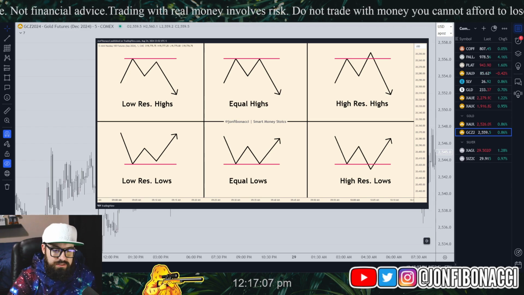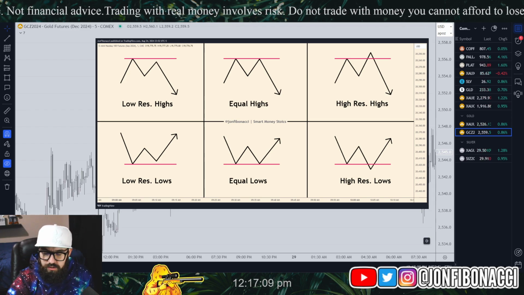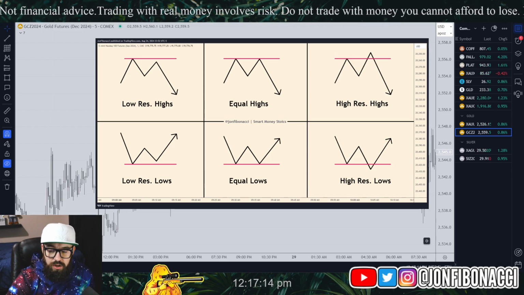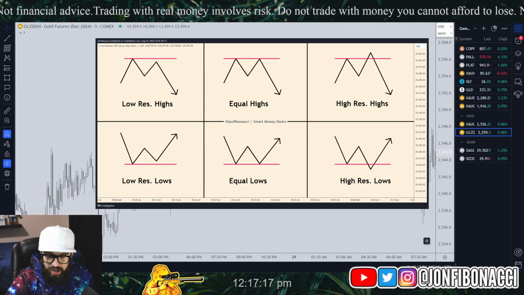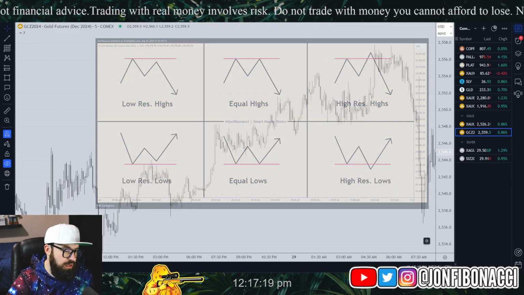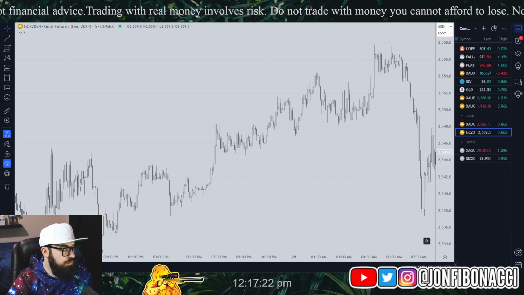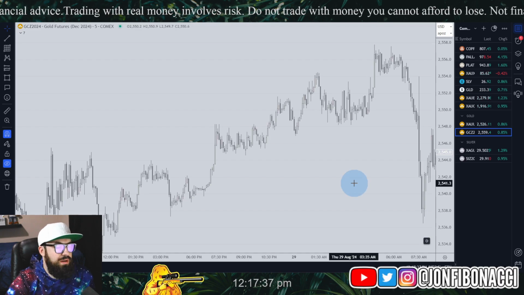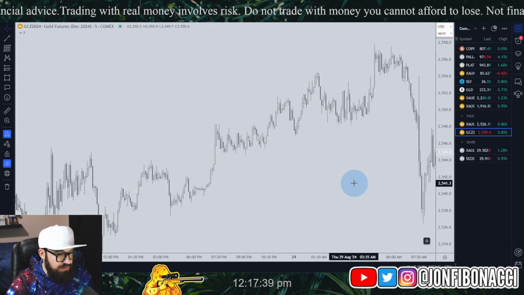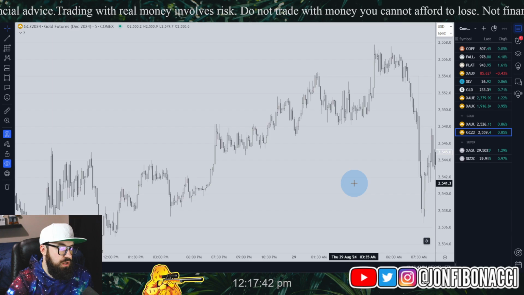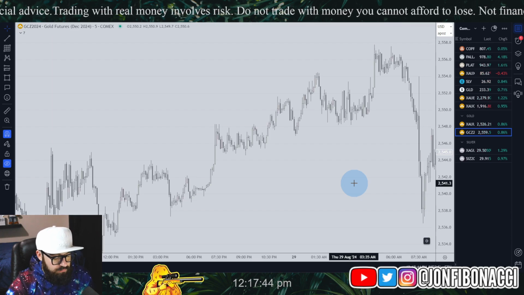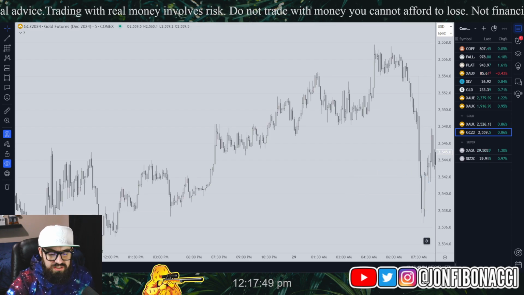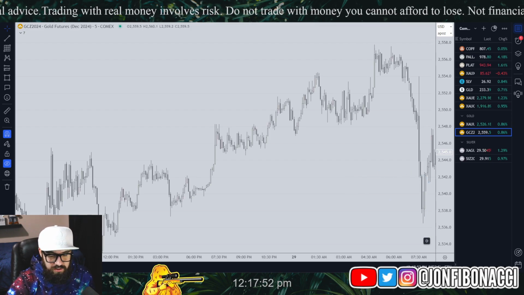What are the 4 targets? Low resistance highs is 1. Low resistance lows is 2. Equal highs 3. Equal lows 4. Great, thank you. So by looking at this chart on your screen, do we have low resistance highs? Do we have low resistance lows? Excuse me, high resistance highs or high resistance lows. All that stuff. Do we have anything like that here?